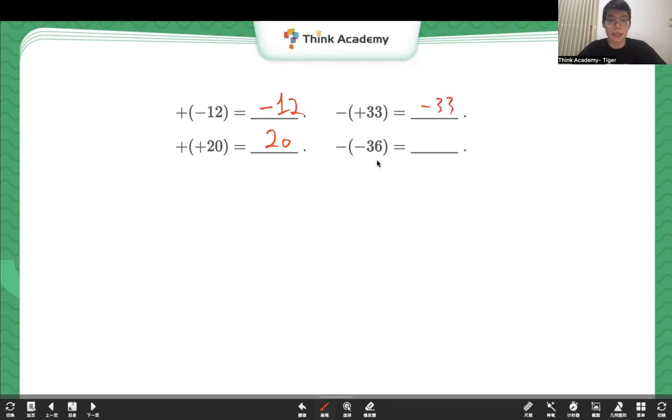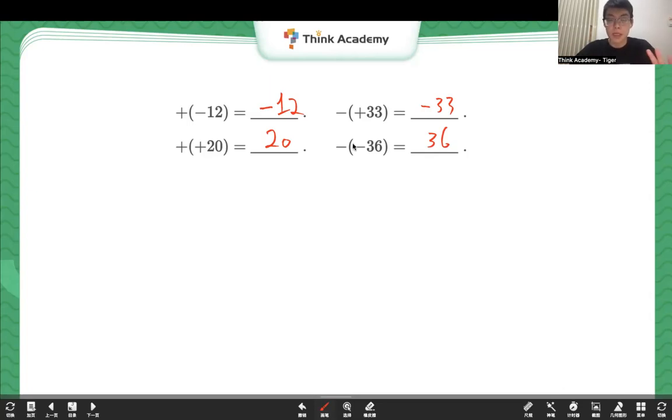So it's minus 33. And what about minus minus 36? Do you think it's going to be a positive outcome or a negative outcome? Yeah, that's right. Because I have two same signs right here, it means that it's going to lead to a positive outcome. For positive numbers, I don't need to write the plus necessarily. I just write it as it is. So it's 36, which is equivalent to plus 36. Yes, of course, Andy.